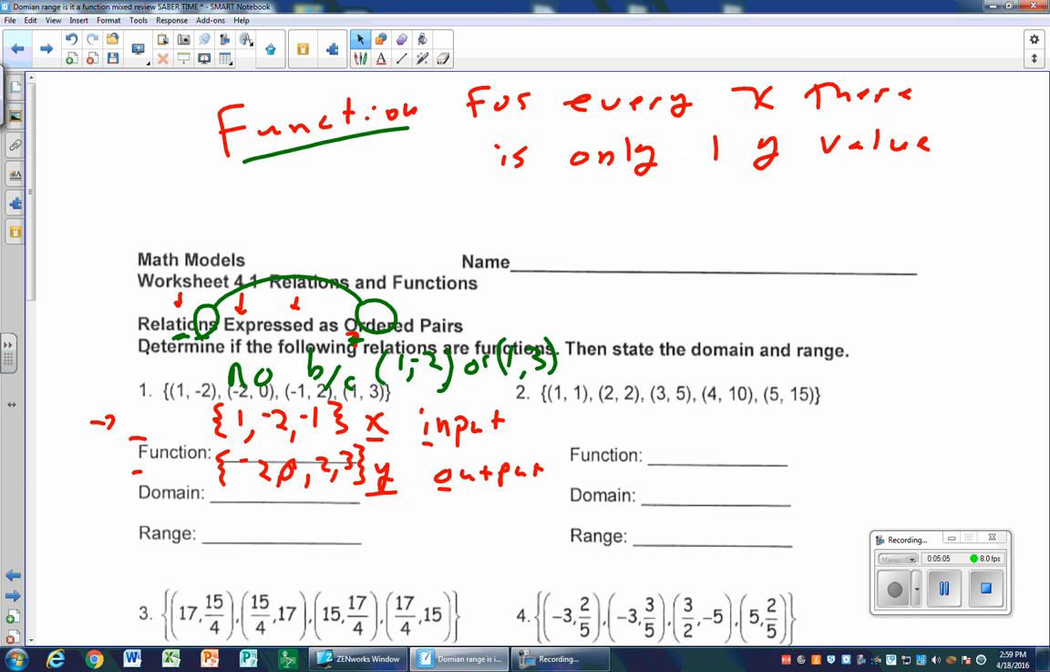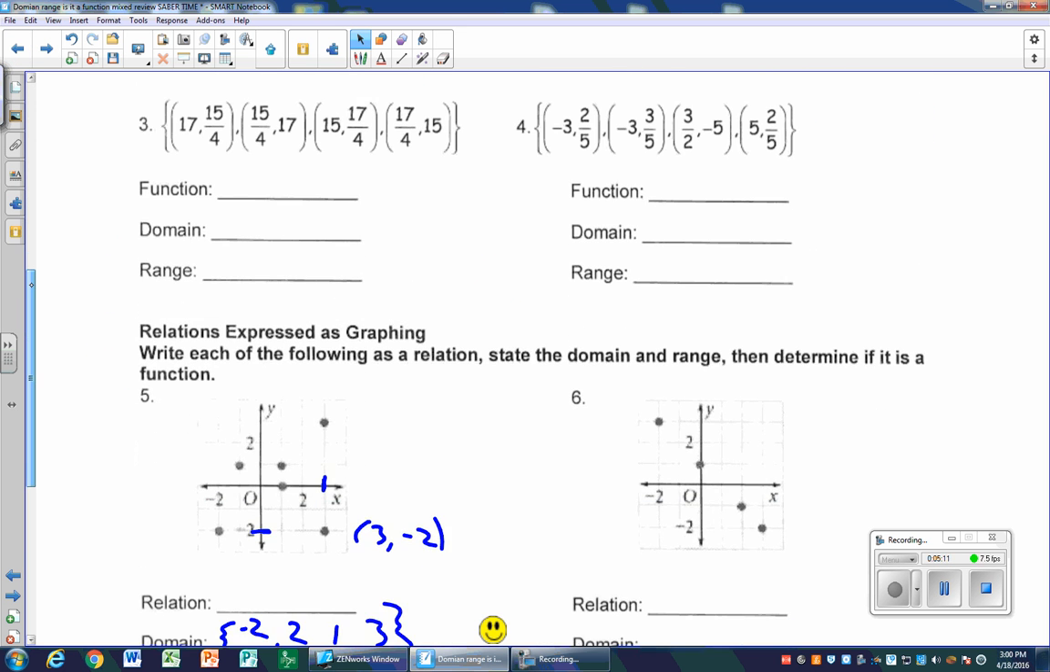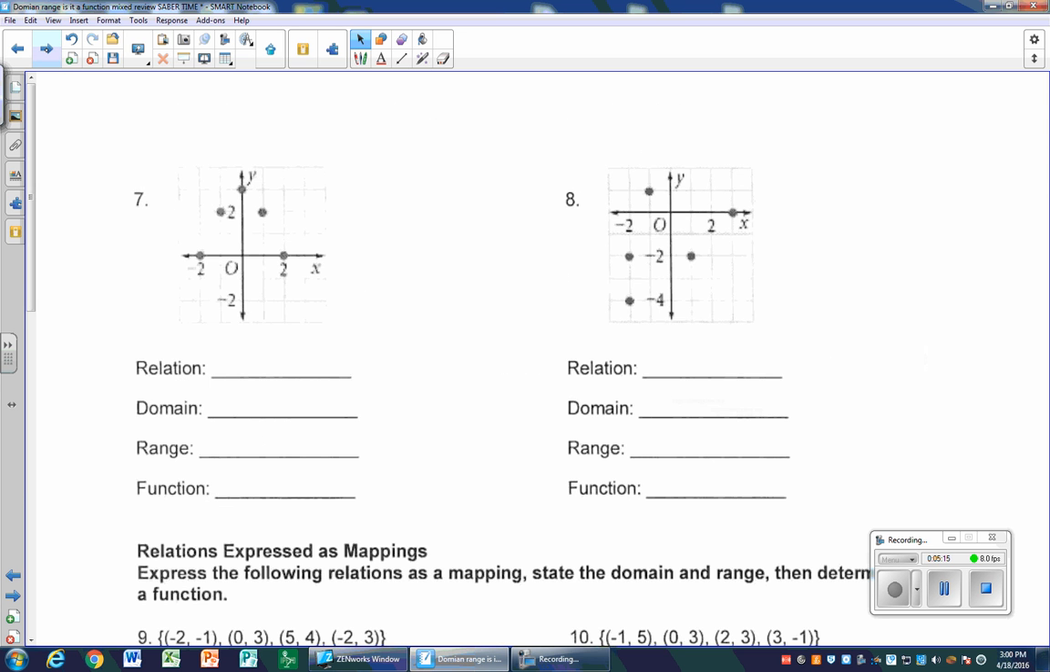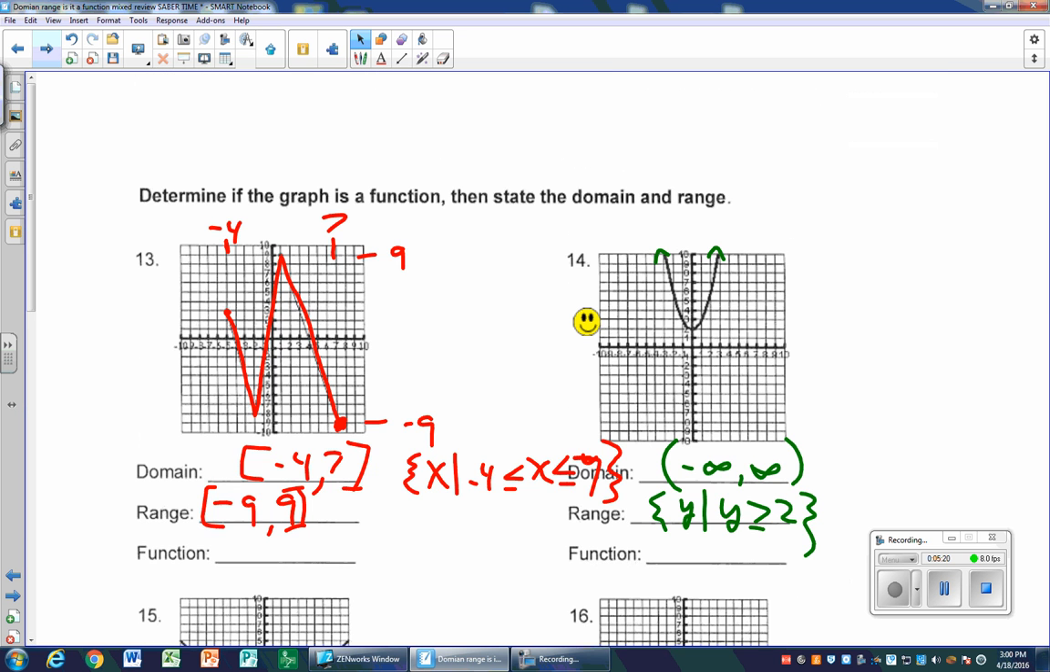What I want you to be able to do tomorrow is to be able to find the domain and range from a set of points, either written down or on a graph, and to be able to tell me from a picture whether it's a function or not.